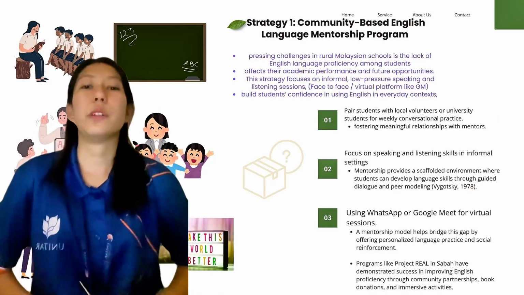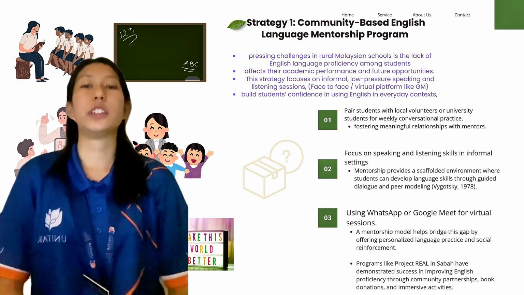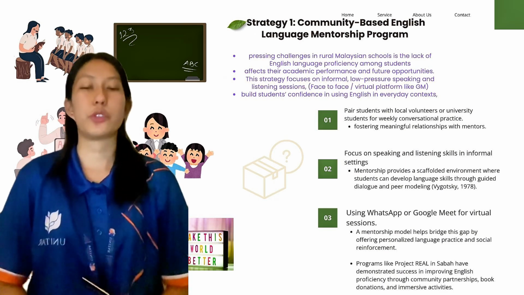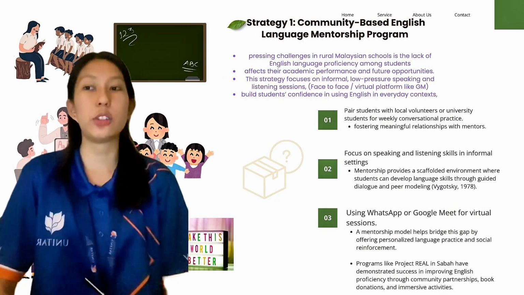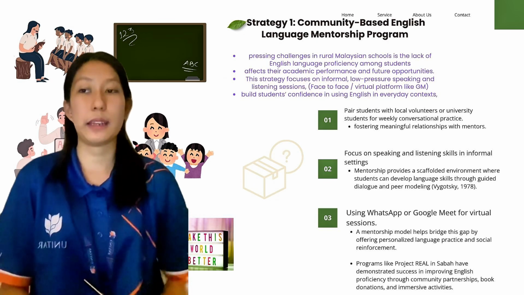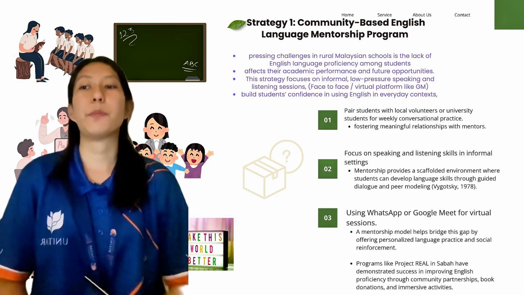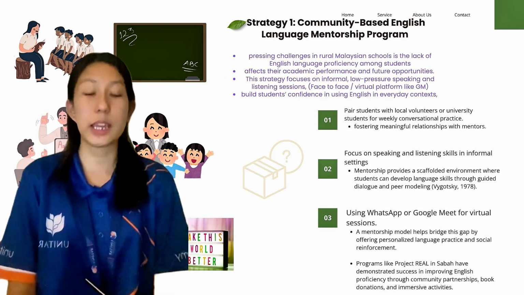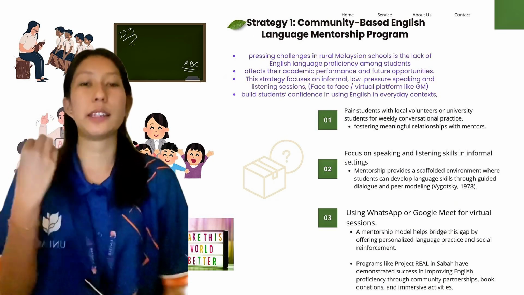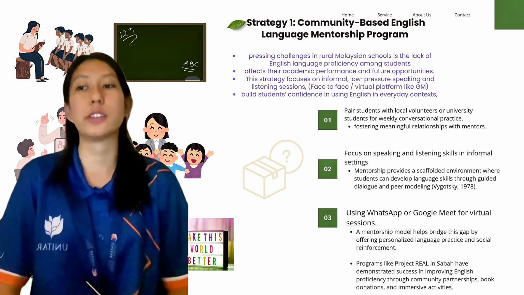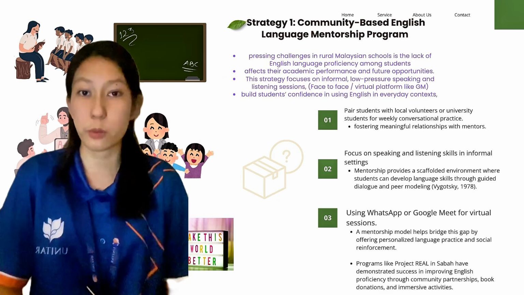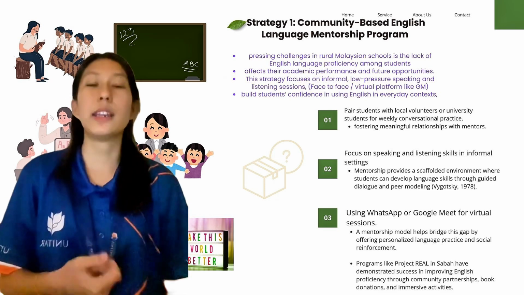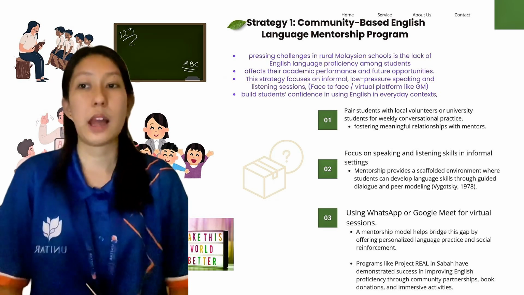Very good morning, I'm Angela May Justine, and I will be taking strategy 1, which is the community-based English language mentorship program. The pressing challenge in rural Malaysian schools is the lack of English language proficiency among the students. This needs attention because it affects their academic performance and also their future opportunities in education and career.